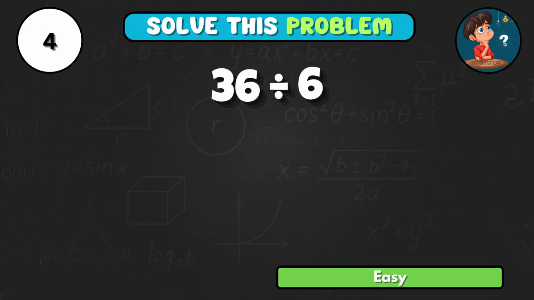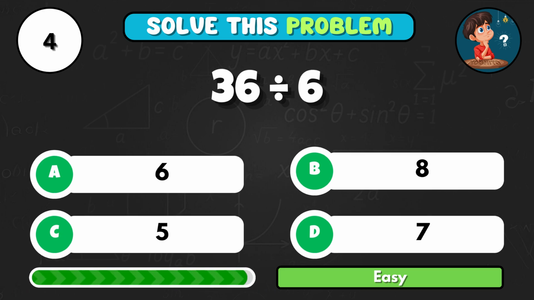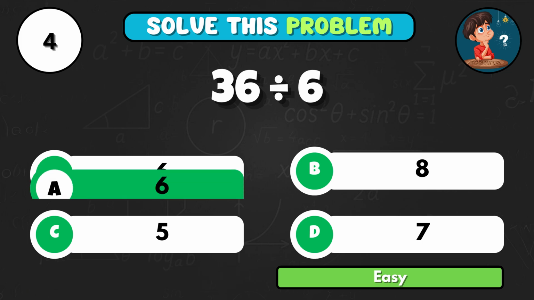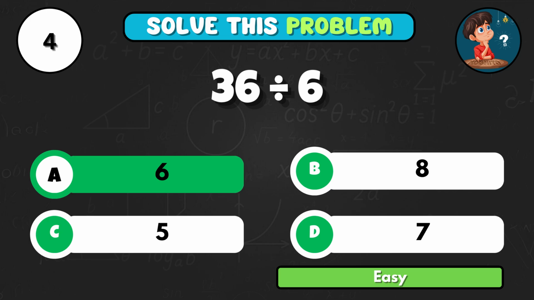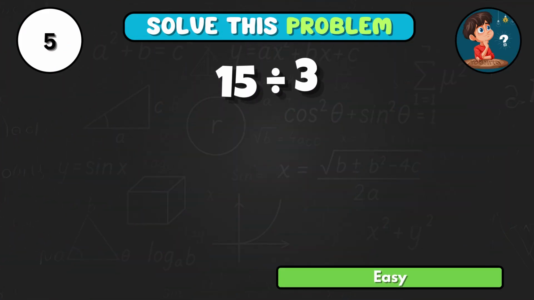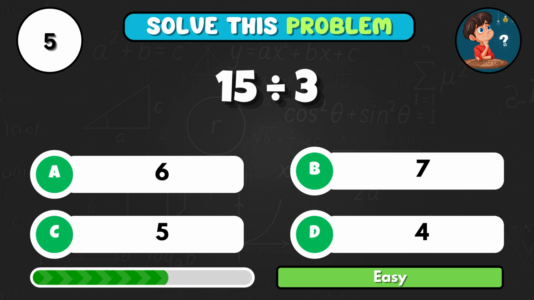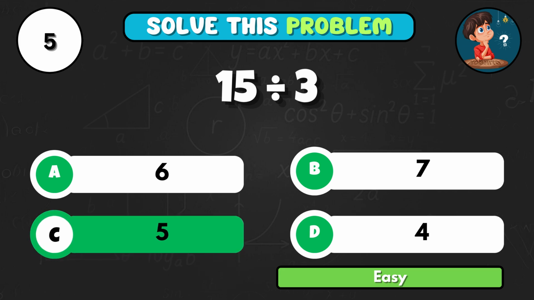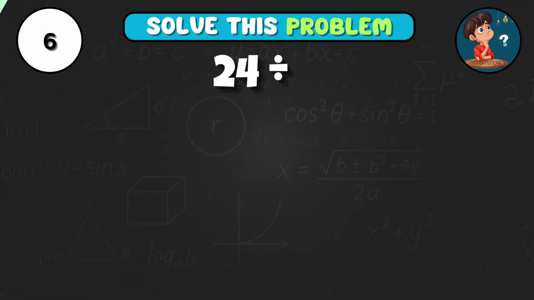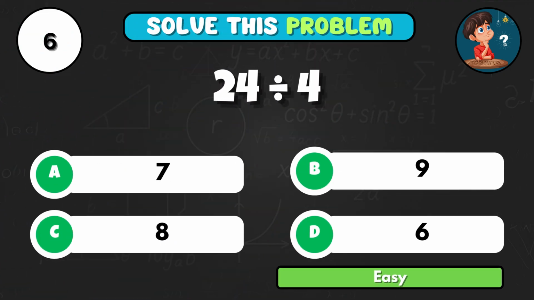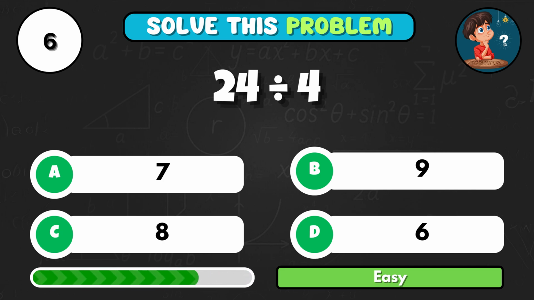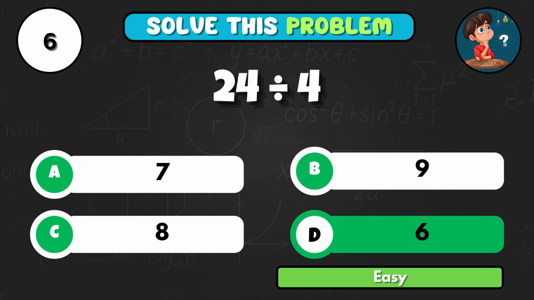What's 36 divided by 6? It comes to A, 6. Say the answer to 15 divided by 3. That's C, 5. What is 24 divided by 4? It equals D, 6.